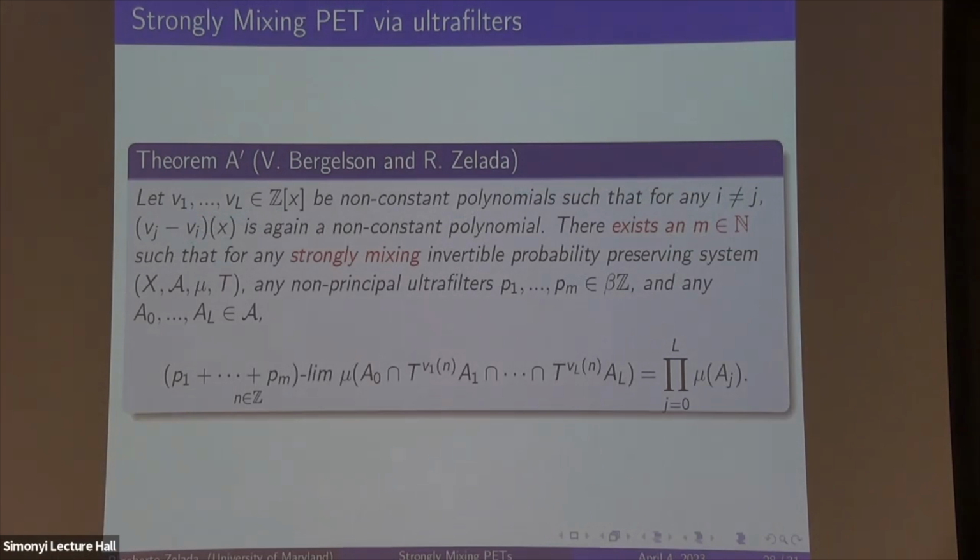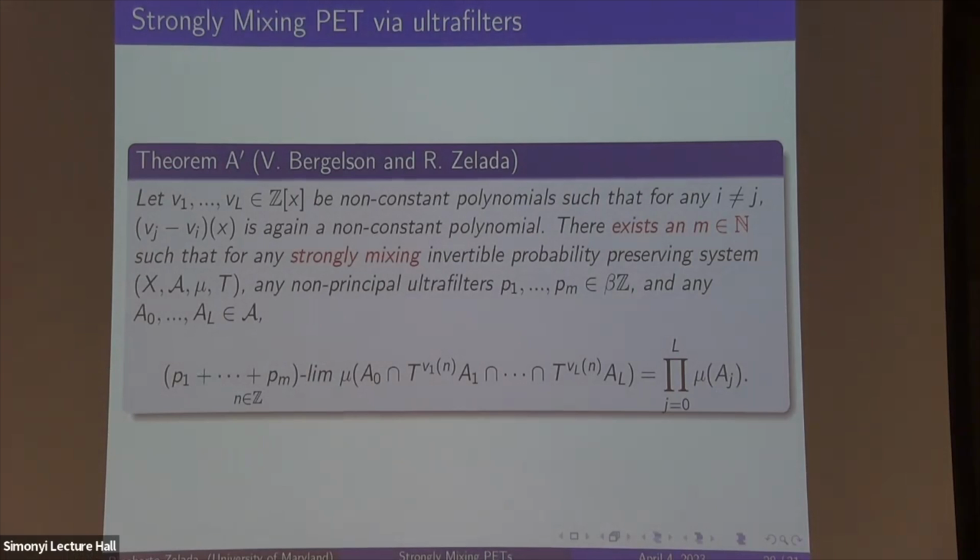And then we can find an M such that for any strongly mixing system and any non-principal ultrafilters P1 through Pn and any A0 through AL, we have this limit here. This result looks a bit worse than the sigma M star limit that I showed you first. The first version of theorem A looked exactly the same, except that instead of this sum here, it had just the sigma M star limit.